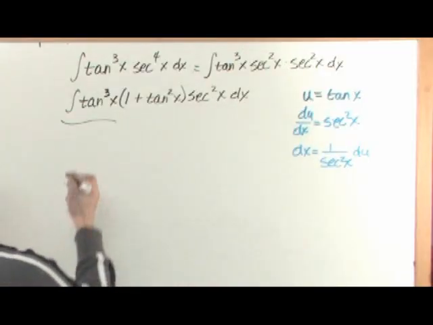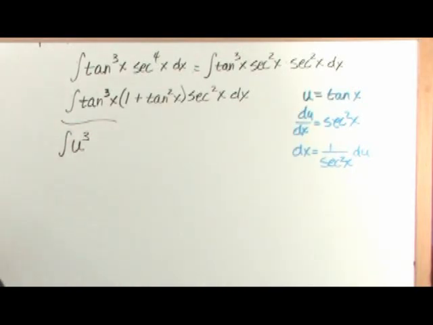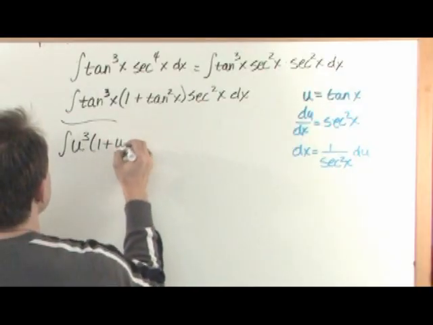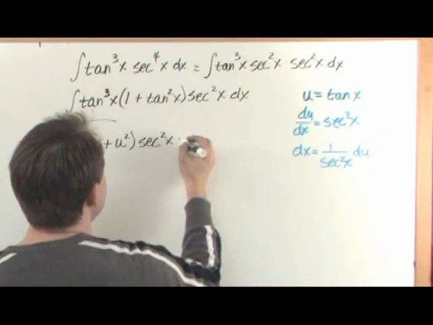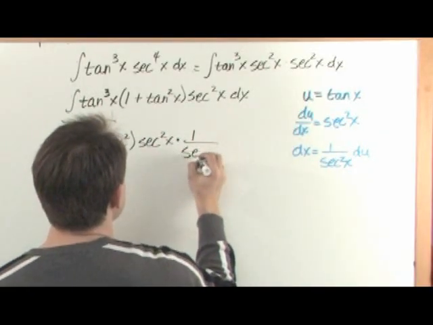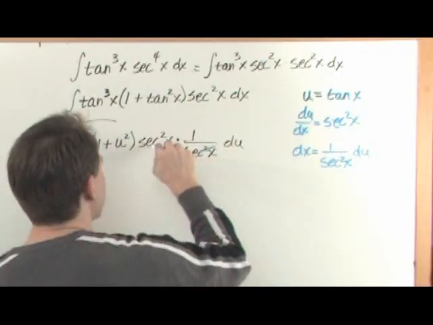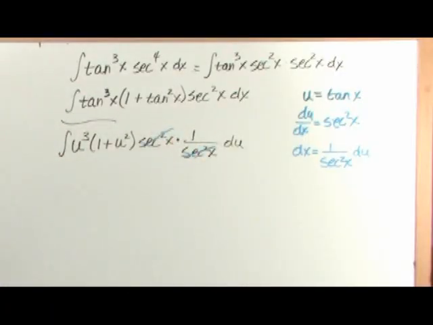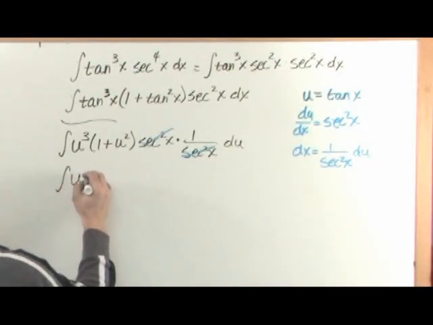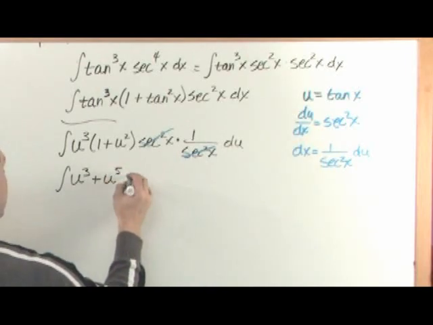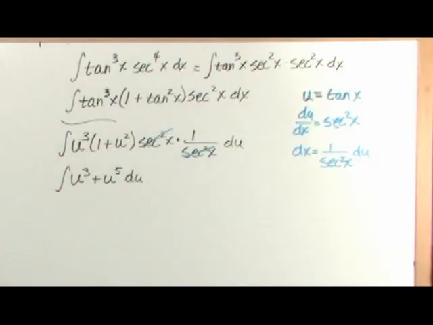So let's go ahead and plug it in right now. Let's rewrite our integral as the integral of tangent cubed, but we defined u to be tangent, so it's u cubed times 1 plus u squared, plugging in u for tangent, times secant squared of x times dx, but dx is 1 over secant squared x du. Now you can see right away why we did this. We canceled this with this. Okay, and we were left with the integral of this stuff here, and I'm going to multiply it in. U cubed plus u to the 5th power du. Just multiplying u cubed times 1 and u cubed times u squared gives me that right there.